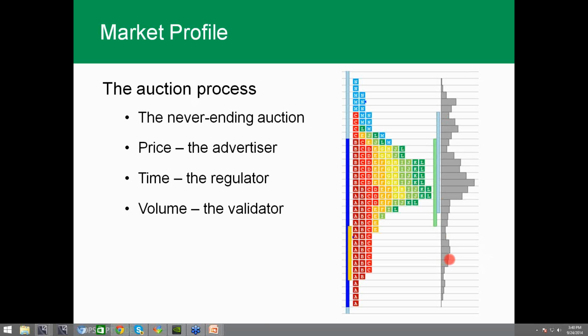This is a lot to take in if you are very new at profile. These are pretty basic features or pretty basic activities of the market, and it takes time to learn how to use the profile.